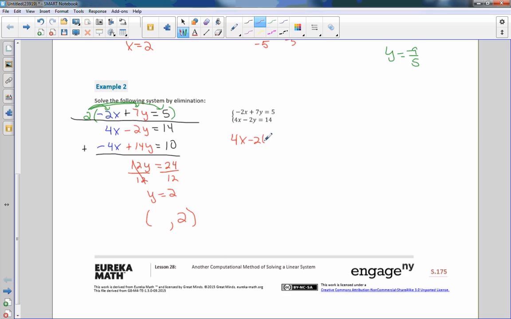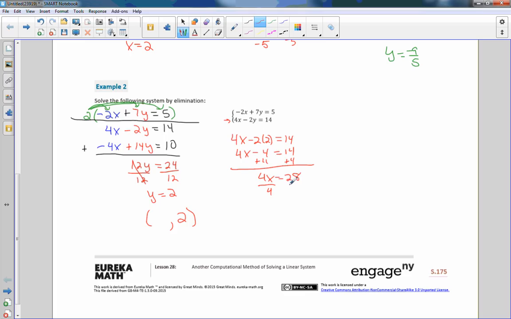Okay, example 3. Solve the following system by elimination. Well, now I'm looking at this one. I have a 7, I have a 3. They're not the same or opposite. I have a 5, I have a 3. They're not the same or opposite. So in this situation, we just need to find multiples. We need to multiply both lines.